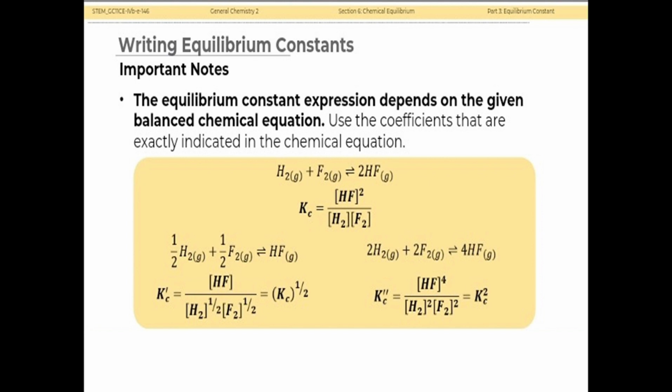Note that if the balanced chemical equation is divided by a number, say 2, the resulting equilibrium constant is the corresponding root of the first constant. In our example, it is the square root. If the chemical equation is multiplied by 2, the resulting equilibrium constant is the first constant raised to the exponent 2.